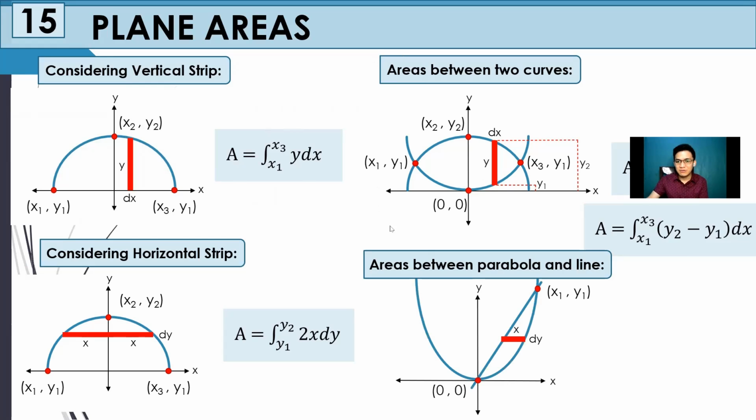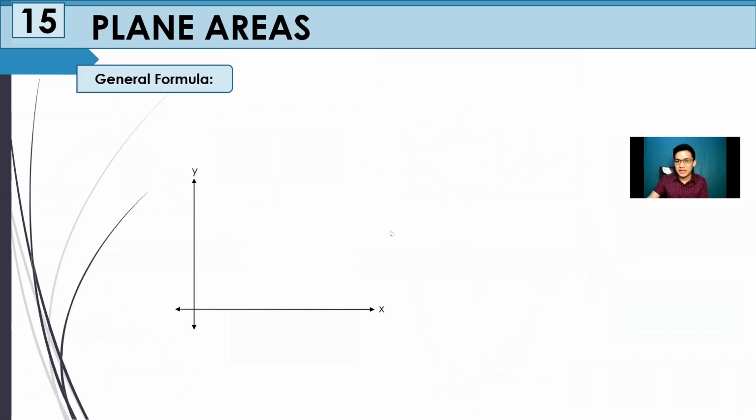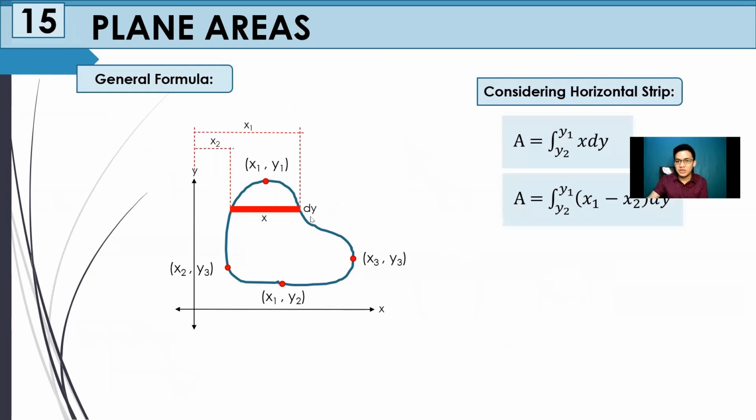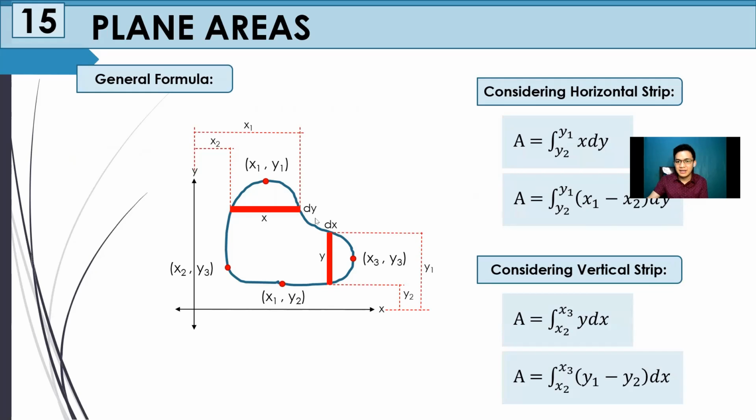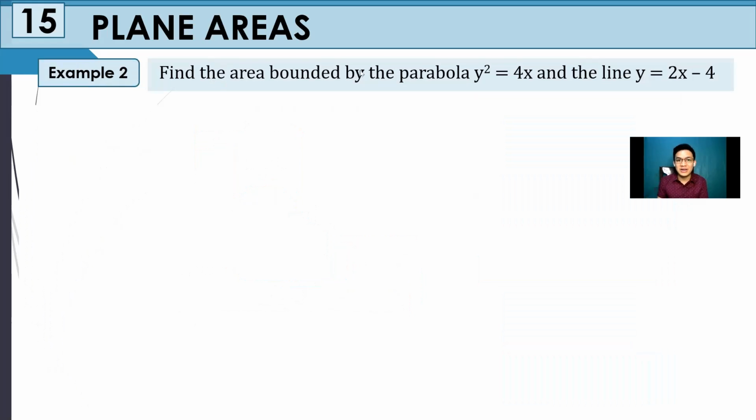Okay? So that was our discussion last week, 'di ba? This is its general equation, etc. Para mas maintindihan pa natin itong lesson, we have another example. We have two examples for this day. First thing is find the area bounded by the parabola y squared is equivalent to 4x and the line y is equivalent to 2x minus 4. So therefore, we have two graphs: a parabola and the second one is a line, 'di ba?